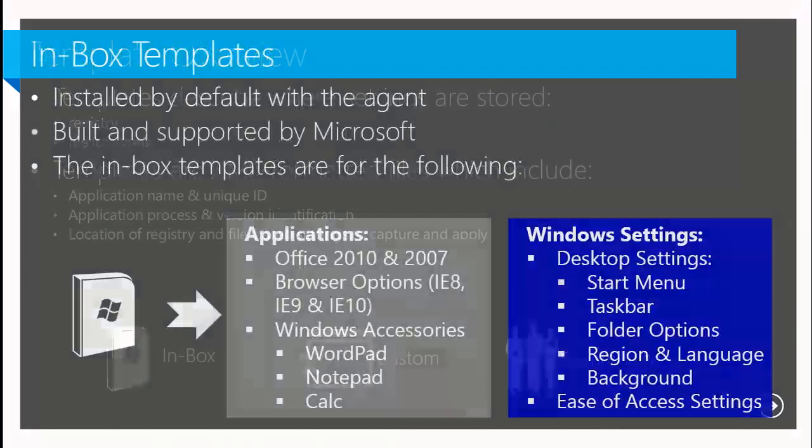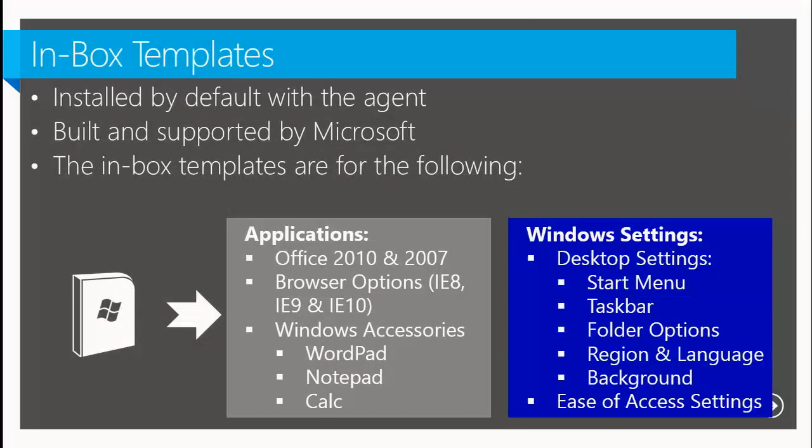So let's walk through a little bit of each of these and talk about them. First, what's inbox? What is registered with the agent? Okay, we have a set of applications. You can see those over on the left. Office 2010, and with the announcement yesterday of our Service Pack 1, we just added Office 2007.